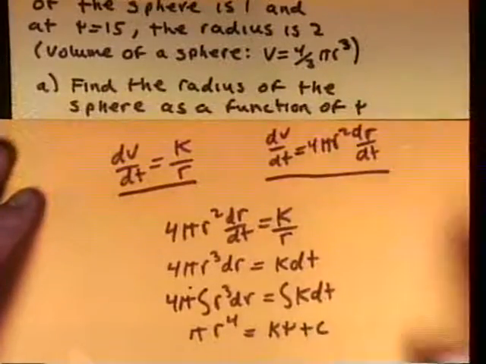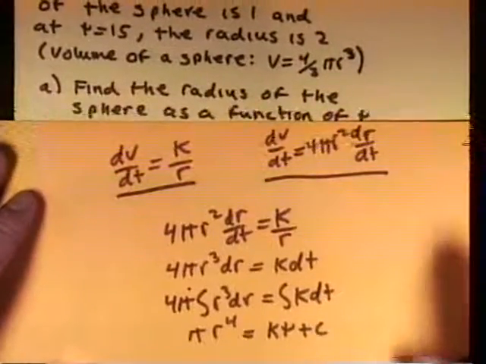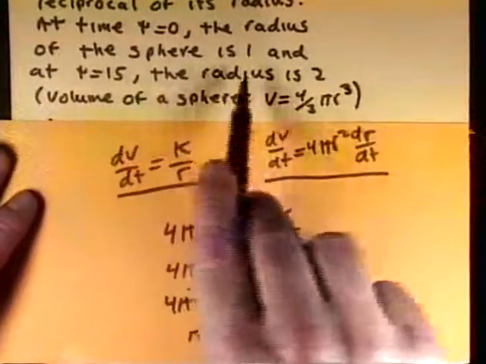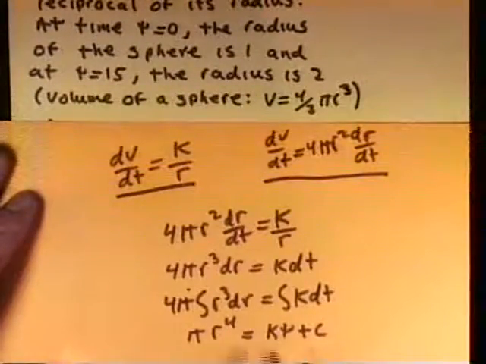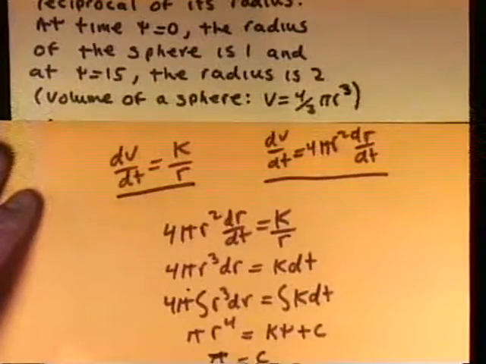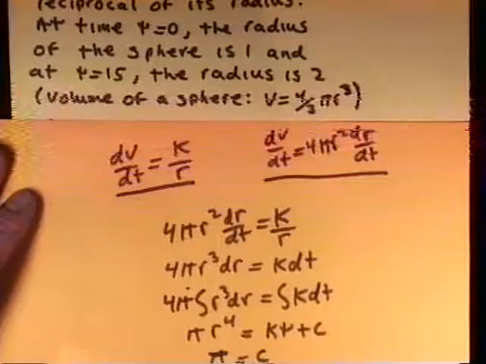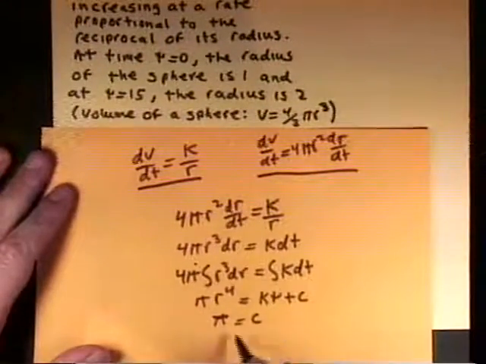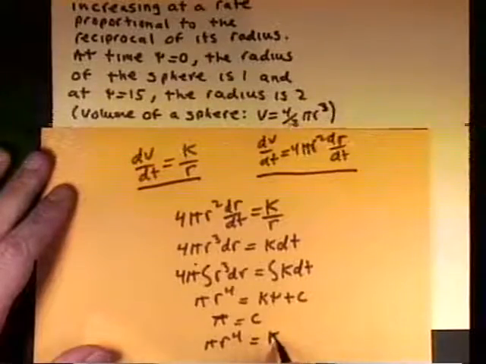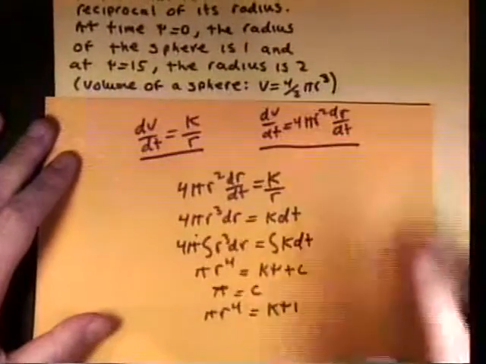So then now you use the stuff you know to solve it. You plug it back in. At time 0, the radius is 1. And so when the radius is 1, the time is equal to 0. So pi is equal to c. Pi is equal to c, right? C is equal to pi. So therefore, we have pi r to the 4th is equal to kt plus pi, right?